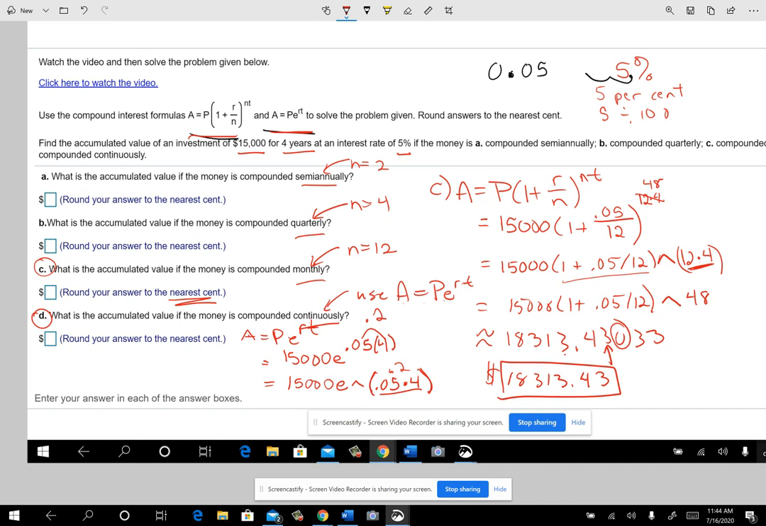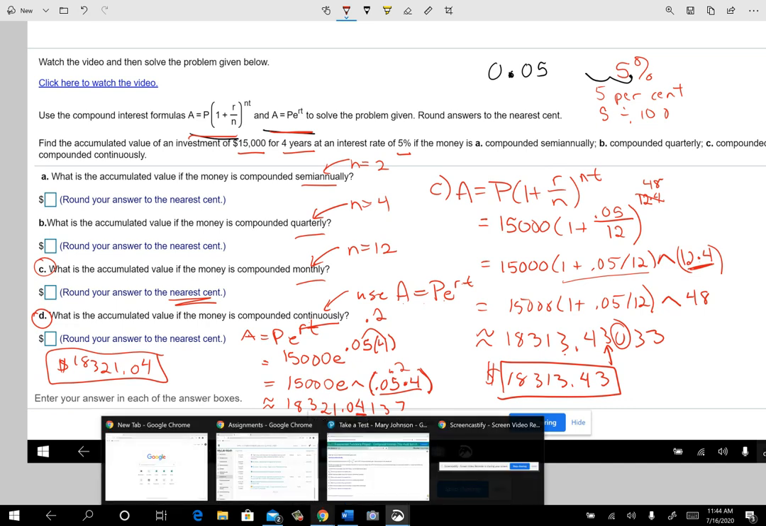you're going to get, this one turns out to be 18,321, and then it has 04137. And so I'm trying to round to that spot. Okay. And so it turns out to be $18,321.04. Okay. So that's D. All right, let's take a look at the next problem.